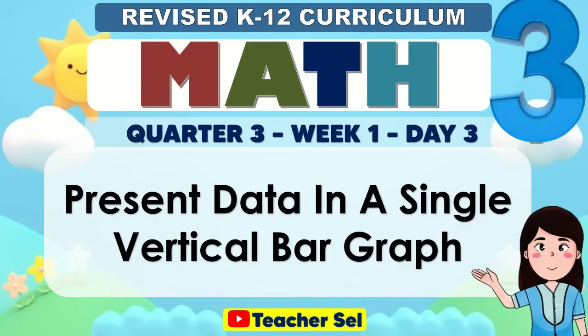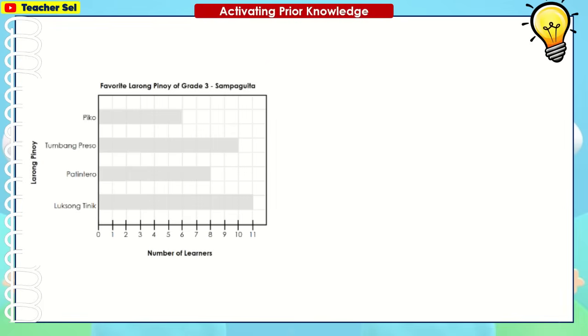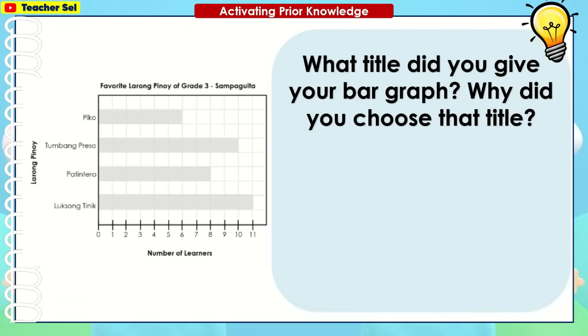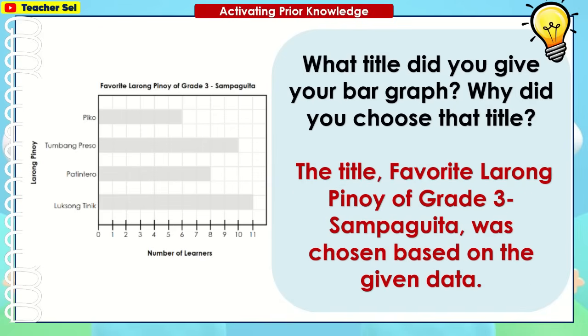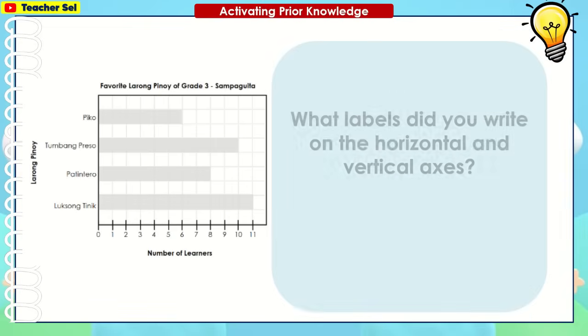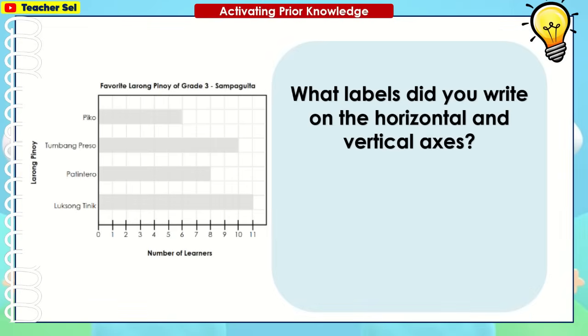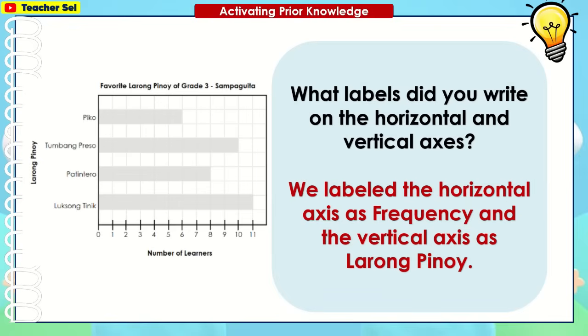For Day 3, present data in a single vertical bar graph. What title did you give your bar graph? Why did you choose that title? The title, Favorite Larong Pinoy of Grade 3 Sampaguita, was chosen based on the given data. What labels did you write on the horizontal and vertical axis? We labeled the horizontal axis as frequency and the vertical axis as Larong Pinoy.